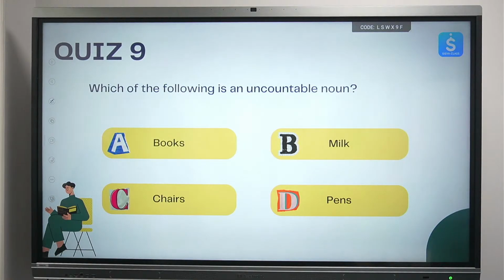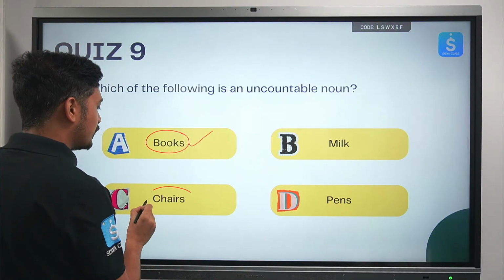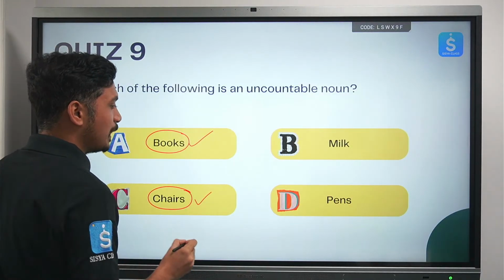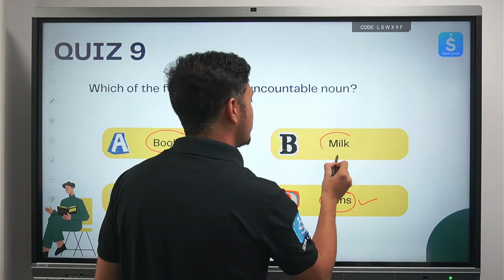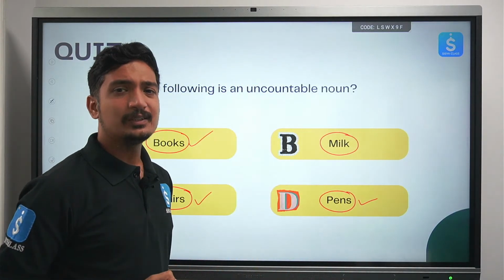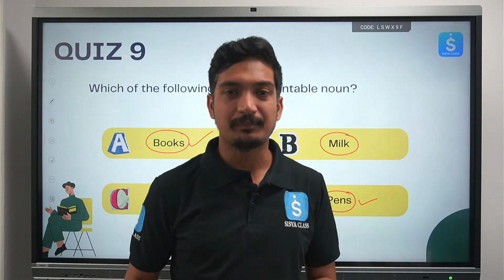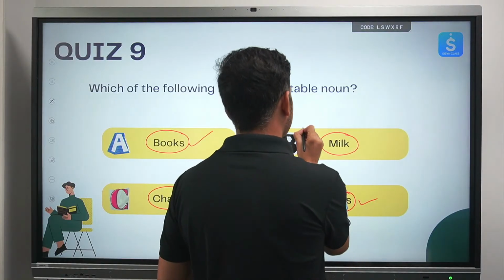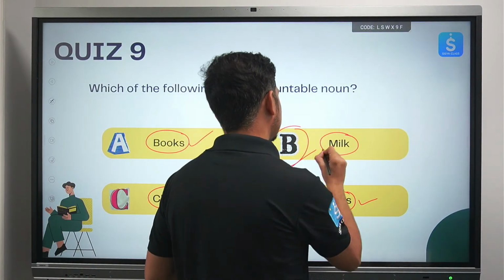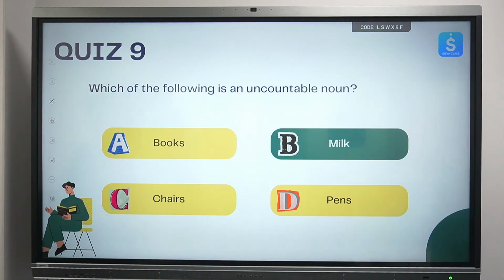Which of the following is an uncountable noun? Okay, can we count the number of books? Yes, we can count. Can we count the number of chairs? Yes, we can count. Can we count the number of pens? Yes, we can count. Can we count the number of milk? That is very unrealistic, isn't it? Right? We cannot count milk, but we can quantify it in liters, and therefore this is our correct answer. This is the only uncountable noun in our question. Okay, so milk is the correct answer.